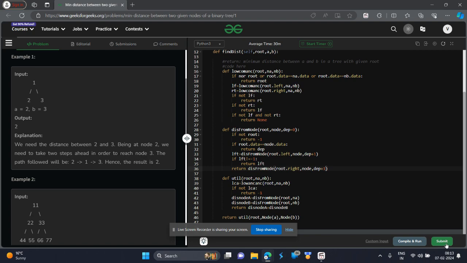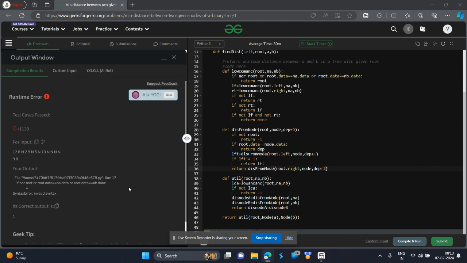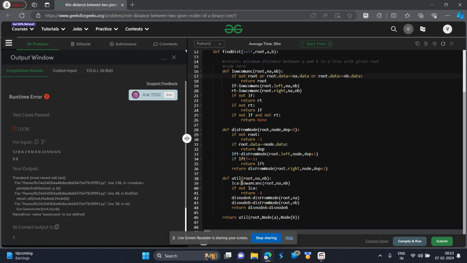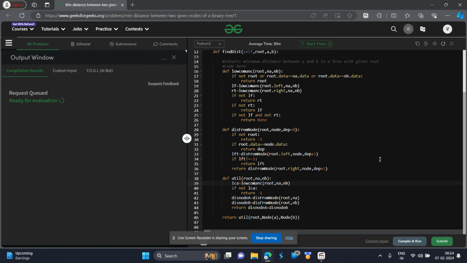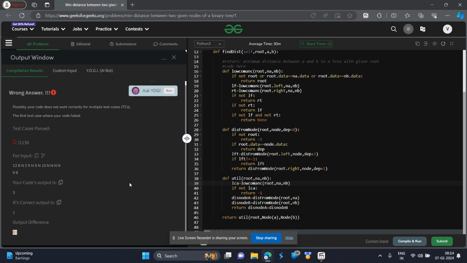So I hope we have reached the position where we wanted to be. Let me submit it and test. See what we have done: we first find out the lowest common ancestor between the given nodes. Once we have found the lowest common ancestor, we find the distance from each particular node to it, find the values individually, and at the end return the result.